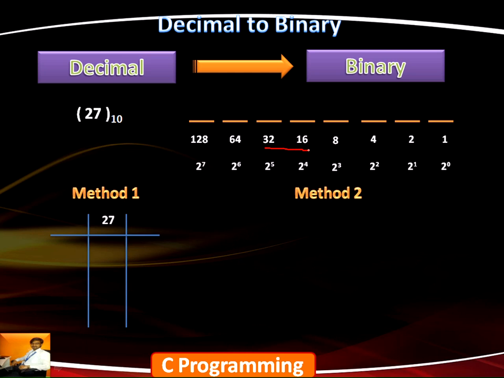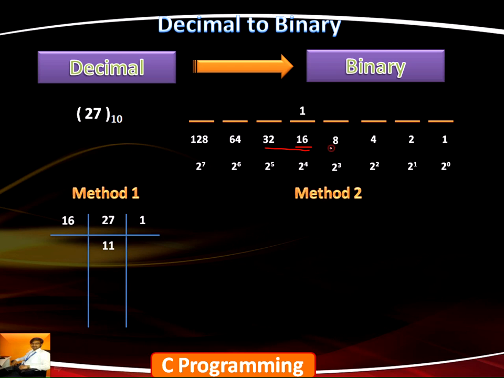27 lies between 32 and 16. 32 is a greater number than 27, so we cannot accommodate it. However, 16 can be accommodated here. So we take 16 once. As 16 has been completely accommodated, we place a 1. In case we are not considering it, we place a 0. So 16 ones are 16, and we are left with the remainder 11.